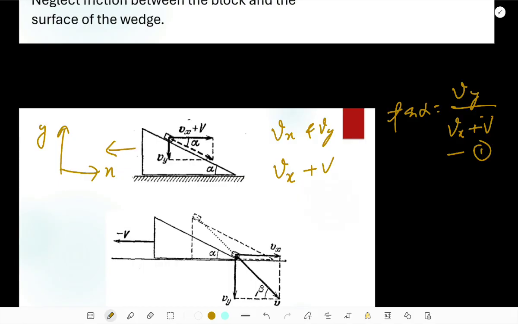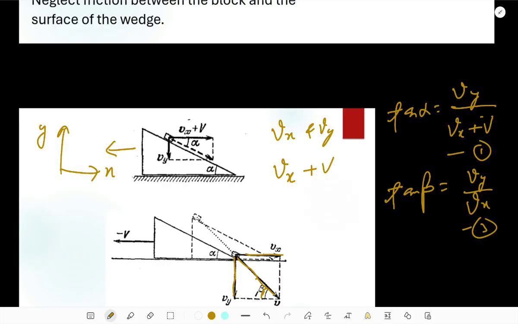And if the velocity vector of the block with respect to the ground makes an angle beta with the horizontal, I have taken beta here. That means the block's velocity with respect to the ground makes angle beta with the horizontal. So in this case, if you need to find beta, you can write a relation: tan beta is simply Vy upon Vx. In this way you can write the kinematic relations.